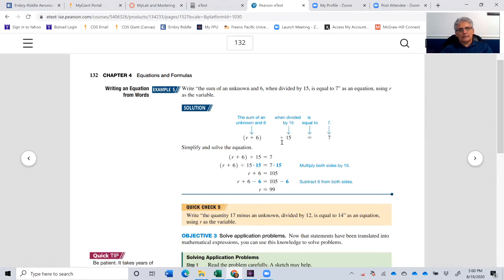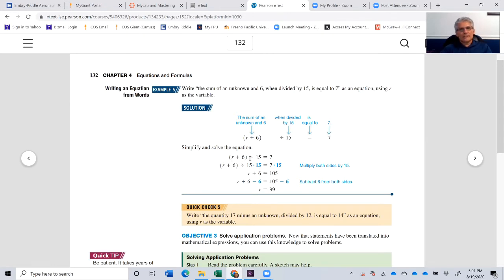We'll put the divide sign, 15. So we make sure the order of operations includes that the r plus 6 is within the parentheses, divided by 15 equals 7. So that makes it easy. All right, the division sign makes it a little trickier, but here's what we do know.